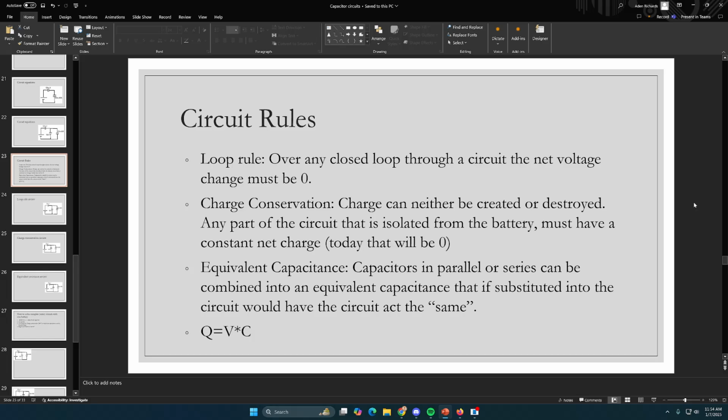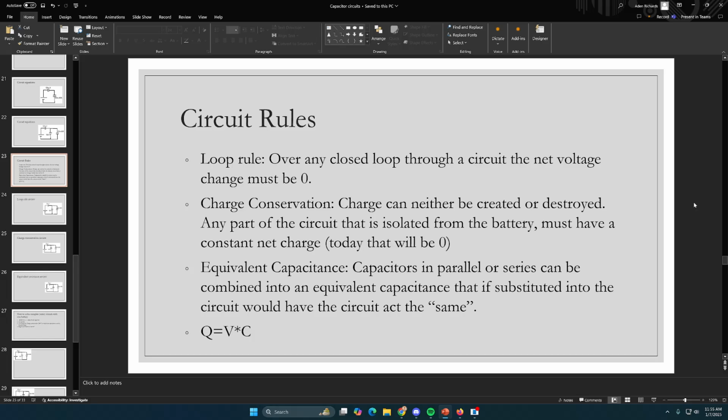Charge conservation: charge can neither be created nor destroyed. That means any part of the circuit that's isolated from the battery must keep a constant net charge. The battery can provide extra electrons or it can absorb extra electrons. Today, that net charge will be zero. We will do problems where the circuit starts out partially charged, but for today, it's going to start out all neutral.